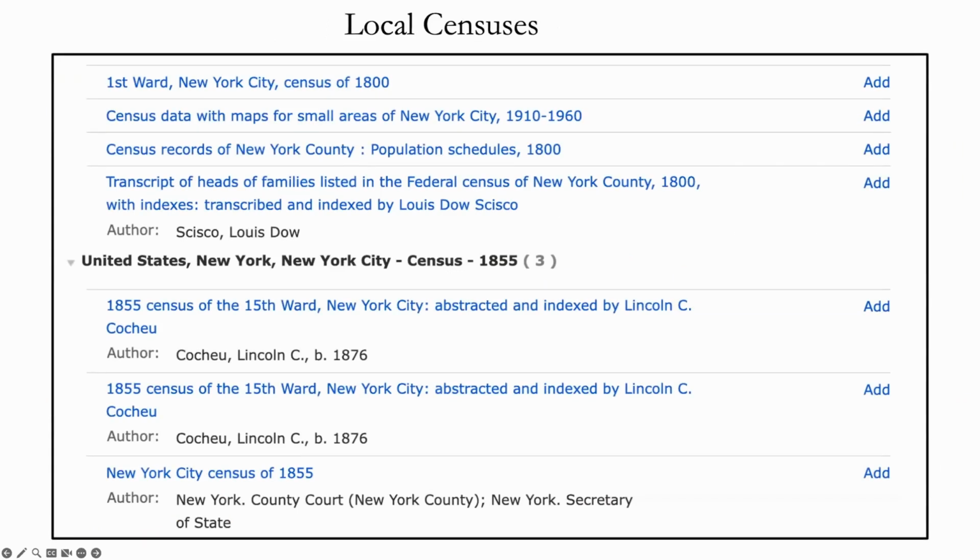Now we get into local censuses. In this case, this is a number of records. These all come from FamilySearch, of the New York City censuses for different times. You can see they correspond in most cases with the federal census, which means that they're just parts of the federal census. But when you get down to the bottom, you get the 1855 censuses, and those are not part of the federal census. They may be, in this case, limited to one voting ward in New York City.